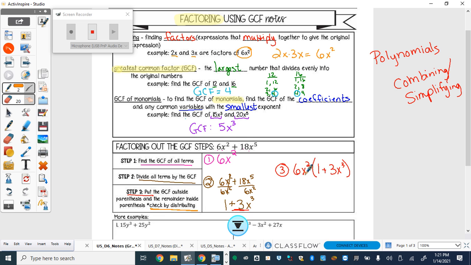So 6x squared times 1 would give me 6x squared. 6x squared times 3x to the third gives me 18x to the fifth. So it checks out because it matches exactly where it was that we started. So this, with the GCF on the outside and the other stuff inside the parentheses, is our answer.